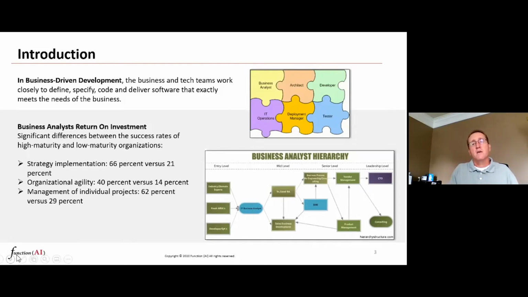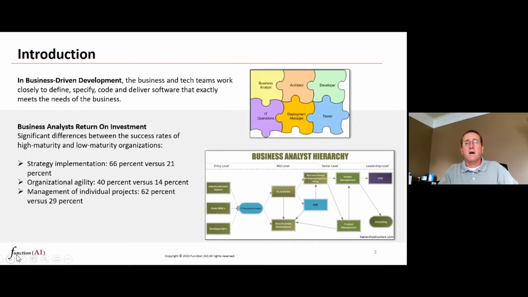What we do know is in a mature, established organization, as you see in the business analyst hierarchy, where you have inputs, business SMEs working with the business analysts, working with architecture, working with senior leads, working with product management, and working with the development teams. In those mature organizations with well-defined processes, they have a 66% success rate in strategy implementation, versus organizations who are less mature that don't follow this process.